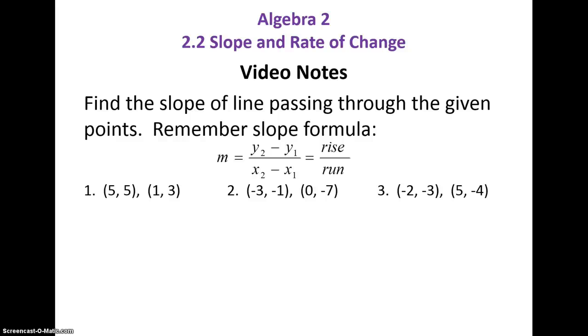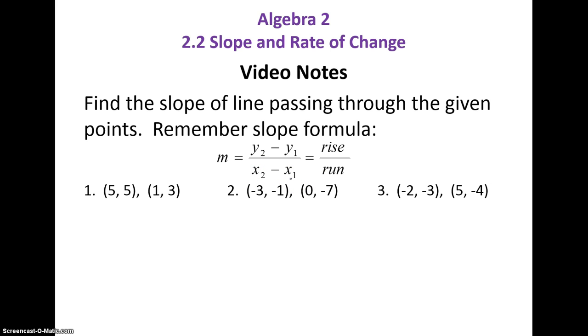Hello, Algebra 2 students. Today we are going to learn about the slope of a line, also known as the rate of change. We are going to start with some examples from Algebra 1. If you remember the slope formula that you see in the middle of your screen right here, the slope of the line, or its steepness, is the rise over the run, which is the difference in the y values over the difference in the x values.